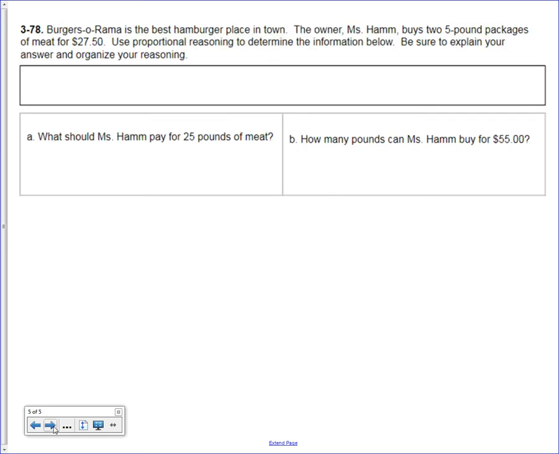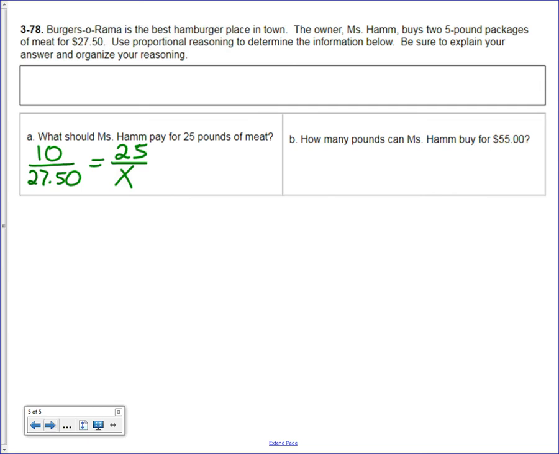And then the last problem says Burger-O-Rama is the best hamburger place in town. The owner, Miss Ham, buys 2 5-pound packages of meat for $27.50. Use proportional reasoning to determine the information below. Be sure to explain and organize your reasoning. So I set up proportions to do this. So for the first one, it says, what should Miss Ham pay for 25 pounds of meat? I know that she buys 2 5-pound packages of meat for $27.50. So 10 pounds is $27.50, which would be equal to, we want to know how many 25 pounds would be.